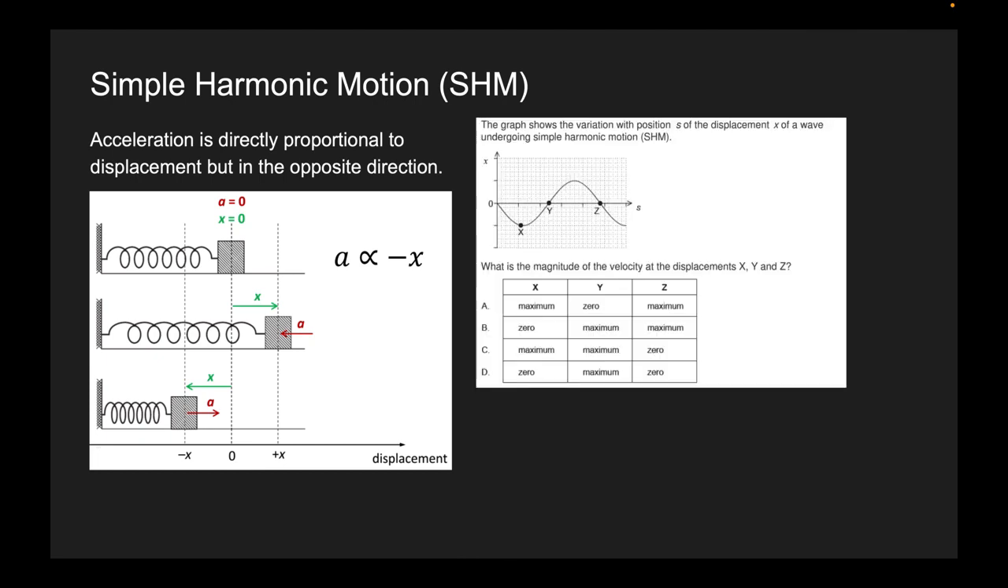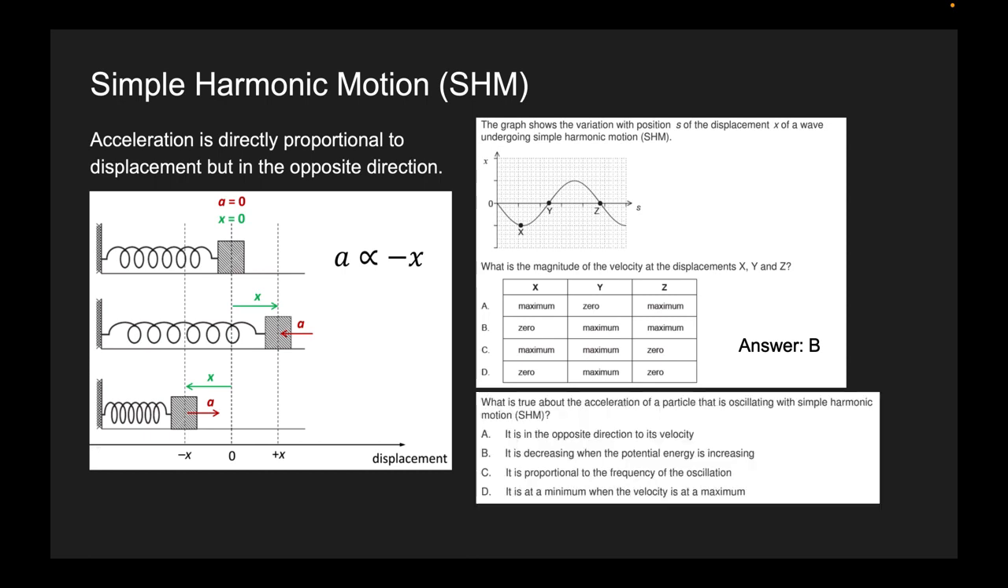There are 2 questions from past papers. First one is, the graph shows the variation with position s of the displacement x of a wave undergoing simple harmonic motion. What is the magnitude of the velocity at the displacements x, y, and z? At x, the displacement is maximum, therefore velocity is 0. At y, displacement is 0, therefore velocity is maximum. At z, displacement is 0, therefore velocity is maximum. Hence, the answer will be B.